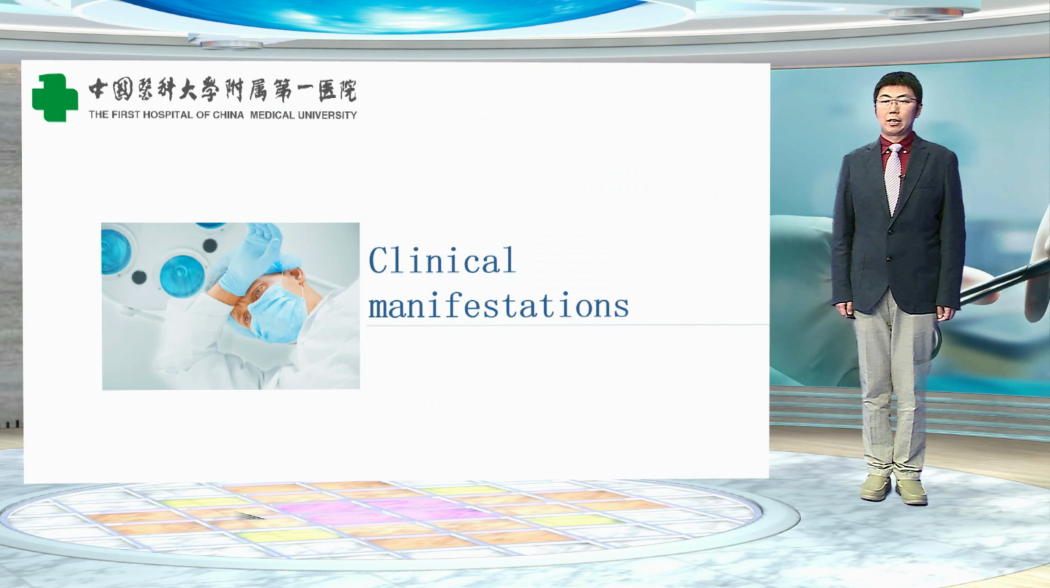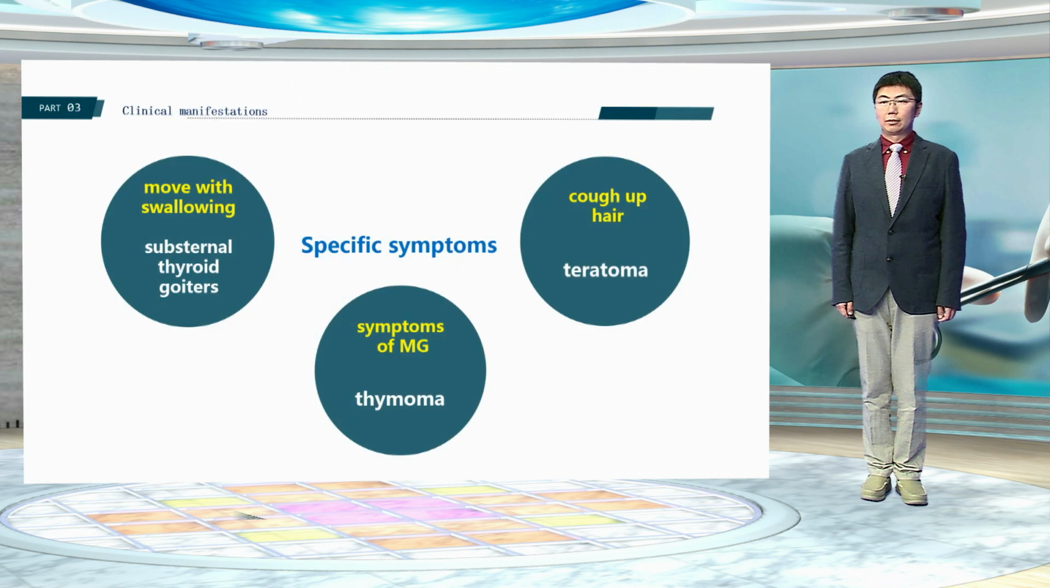After knowing the tumors' names and locations, let's move on to clinical manifestations. Usually, different kinds of tumors have their specific symptoms, which help us to diagnose. For example, if the tumor moves with swallowing, it usually comes from the thyroid. If the patient has ptosis, which might be one of the symptoms of MG, he may have a thymoma. If a patient coughs up hair, we suspect that he has a teratoma.